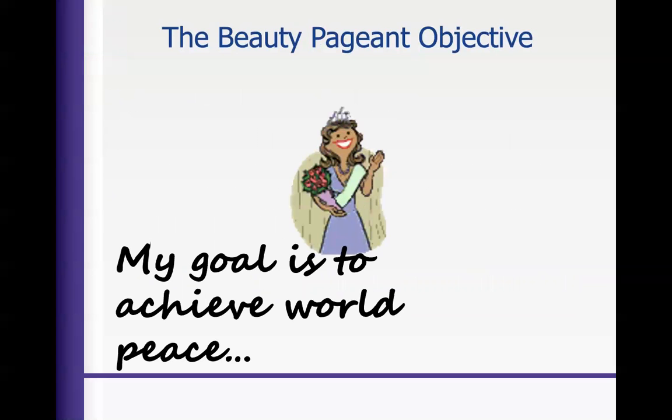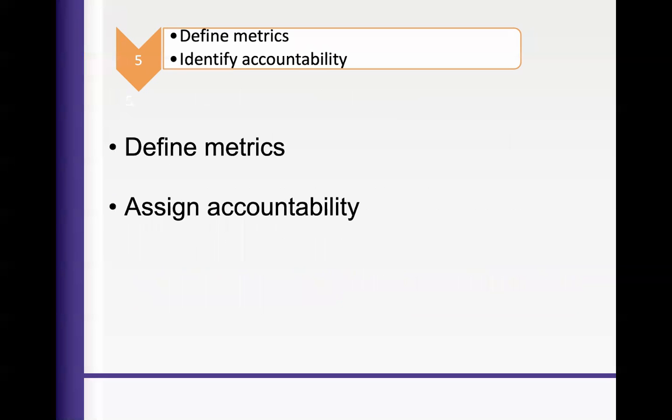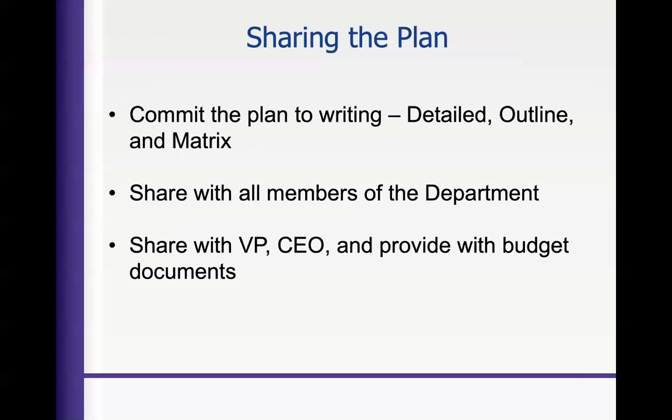We do not want the beauty pageant objective, like "my goal is to achieve world peace." We want to be able to find metrics and assign accountability. And how are you going to get those measures? Is there reporting within your system? Are you going to have to develop new data collecting tools? Can we do this on a software plan? So we need to be able to do that.